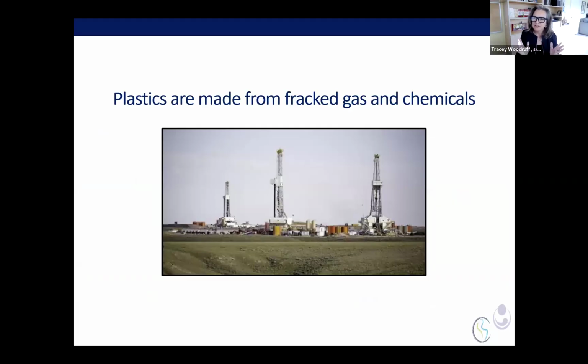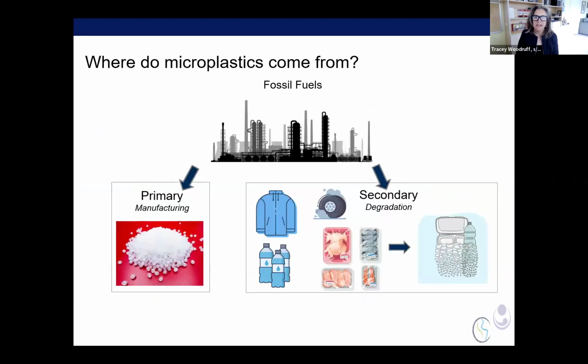And just to set the stage for where plastics are coming from, for example, in the United States, plastics are primarily made from frac gas and chemicals, and they consist of two primary types: those that are primary microplastics, so they're manufactured microplastics used in a variety of different products. And then there's a wide variety of microplastics that come from degradation of primary materials, which we will be talking more about in this brief time that we have together. And the degradation of these materials leads to human health exposures.